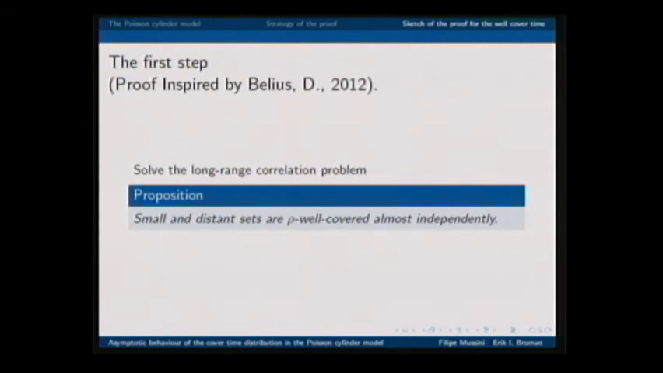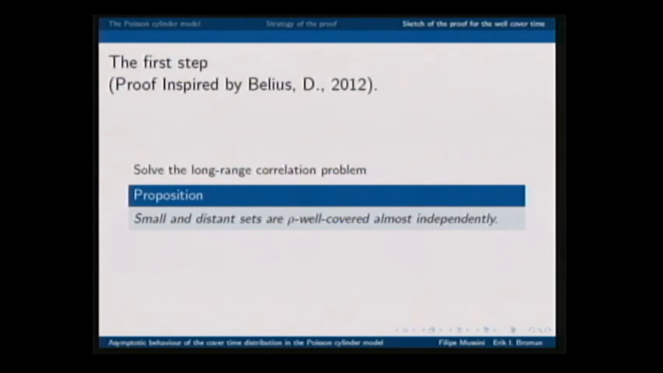So if you have a lot of points, like small islands, as a set that you want to cover, because of the polynomially decaying correlations, they are covered almost independently. And by almost independently I mean that the dependency in some sense decays with the distance between the sets. So this is the first step.